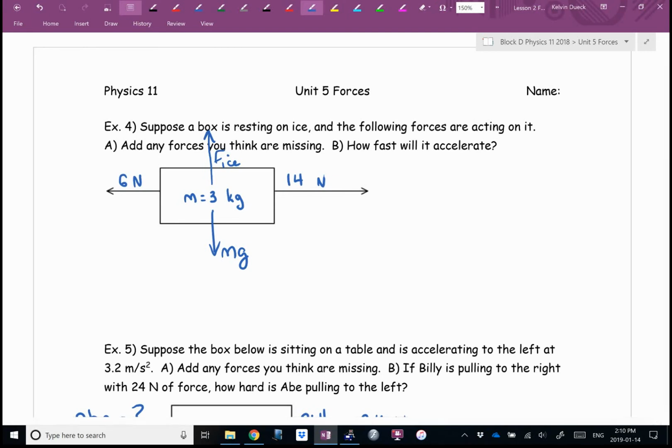So A says, draw any forces that you think are missing. Actually, these are forces that I know are missing because I know gravity's there and I know it's not accelerating in the direction of gravity. Okay, so is it going to accelerate up, down at all? Which way will it accelerate? How do you know? Newton's first. Which way is there an unbalanced force pointing?